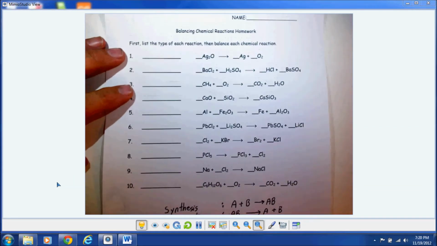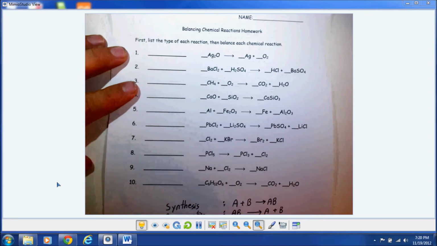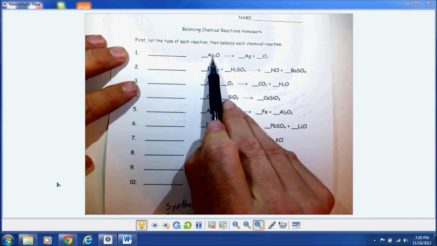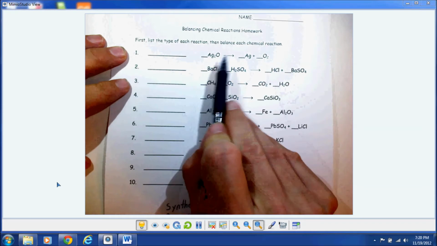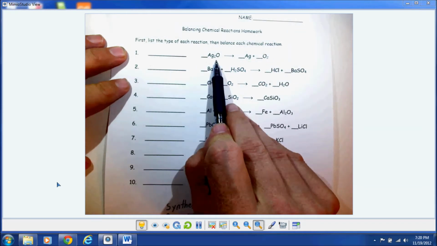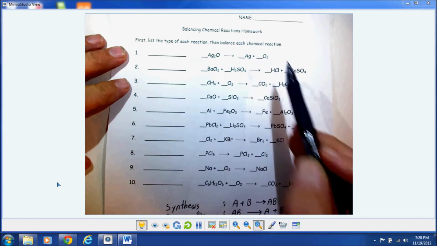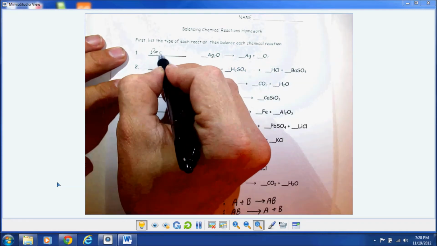Now, let's go look at our homework assignment. In our first reaction, we have Ag2O yields Ag plus O2. So we start with a single compound, and we end up with 2 separate elements. So this is clearly a decomposition reaction.